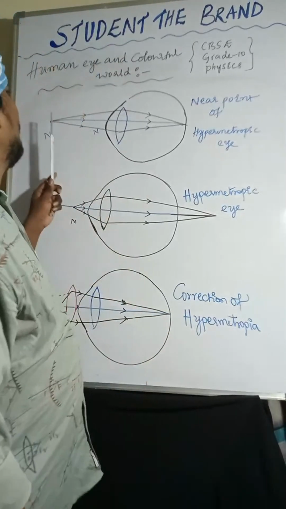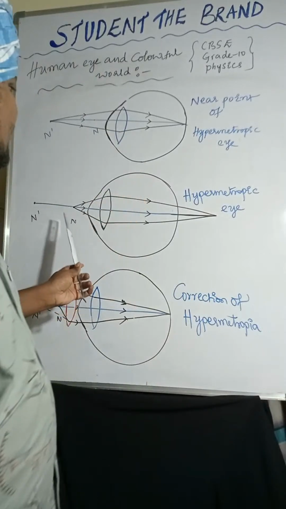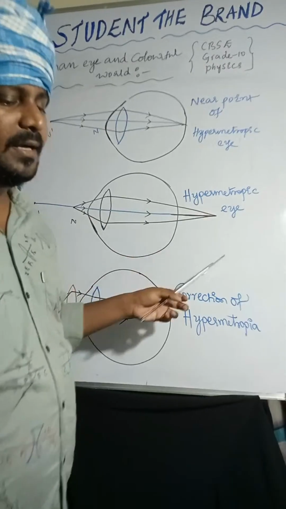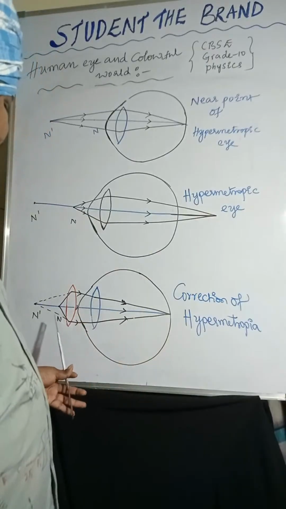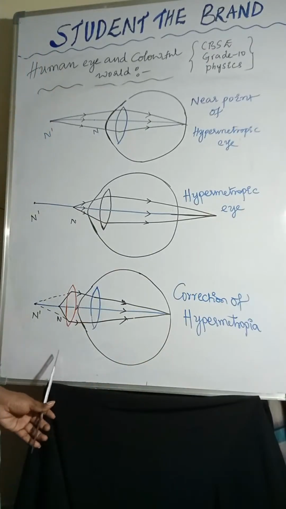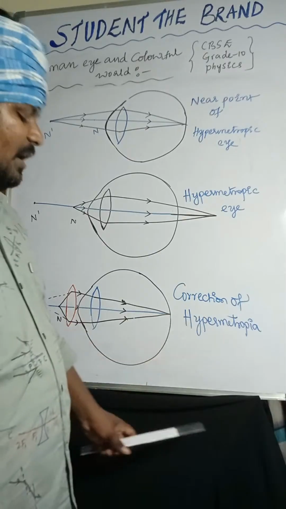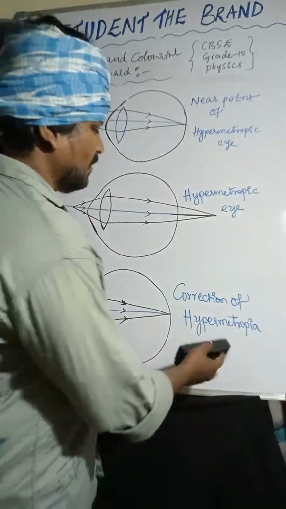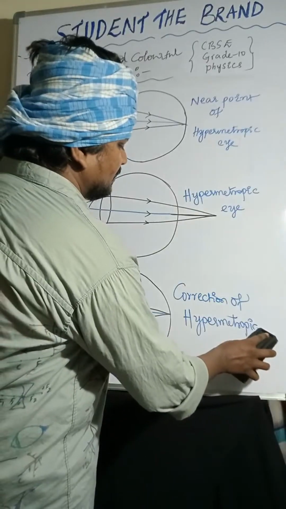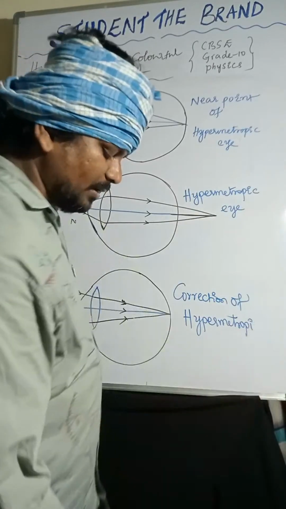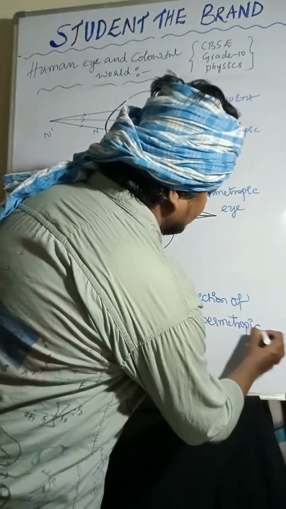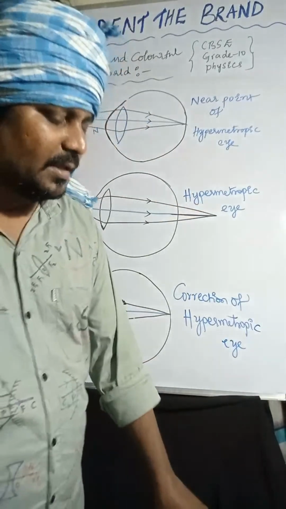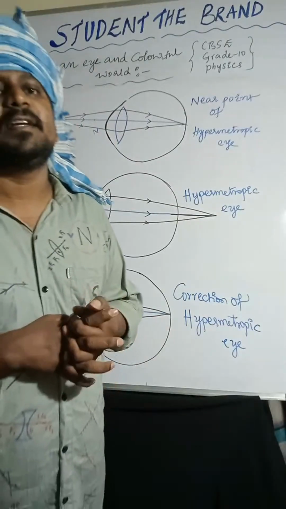If the light rays are coming from this point, the near point, you can see. If the light rays are coming from N, 25 centimeter, you can't see, as light rays will meet beyond the retina. So if you take a convex lens, by using a convex lens we can correct the defect of hypermetropia. This is the hypermetropic eye also. Done? That's enough.